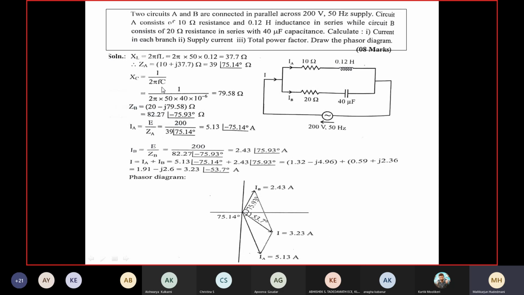Similarly, XC is 1 by 2 pi FC, get the value. Then ZB is 20 minus this value, 79.58. So put it in rectangular form. Then you can mention it in the polar form also. This is how you can do it very easily.